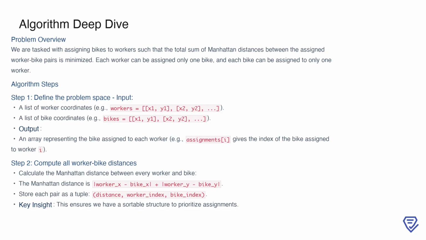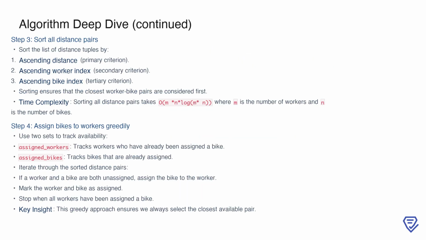The next step is to compute all possible worker bike distances. We use the Manhattan distance formula, which is the absolute difference in the x-coordinates plus the absolute difference in the y-coordinates. For every worker bike pair, we calculate and store the distance along with the indices of the worker and bike as a tuple. This allows us to create a structured dataset that can later be sorted for prioritizing assignments effectively. Once we have all the distance pairs, the next step is to sort them. We sort these tuples first by the distance in ascending order.